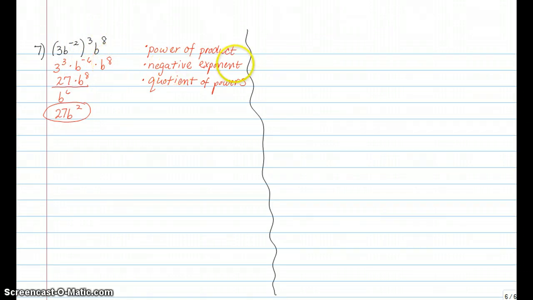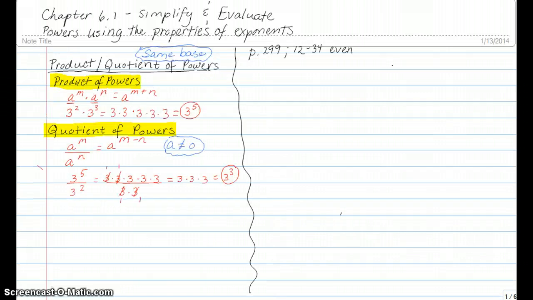Now I'm going to apply the negative exponent property. I'm going to move the b to the 6th to the denominator. 3 to the 3rd is 27. b to the 8th is just fine, leave it in the numerator. So I have 8 b's in the numerator, 6 b's in the denominator, and now I'm going to use the quotient of powers because you have matching bases, b and b. You have two b's left in the numerator, so it's 27b to the second power after you cancel using the quotient of powers. Your assignment is page 299, 12 through 34.